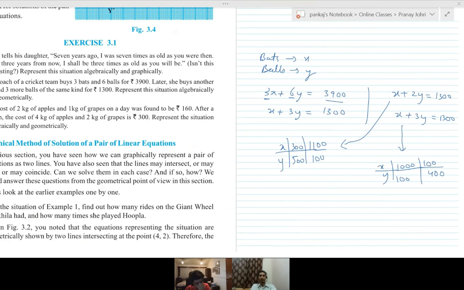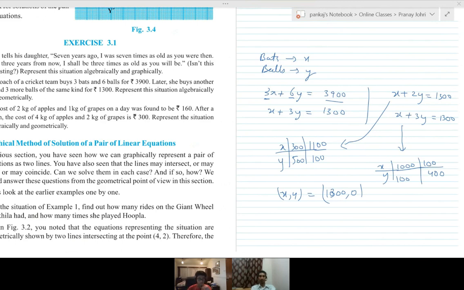So it intersects at 1300 comma 0. Can you repeat? The line intersects at 1300 comma 0. For both, you're saying? Yeah, the line intersects at this point.